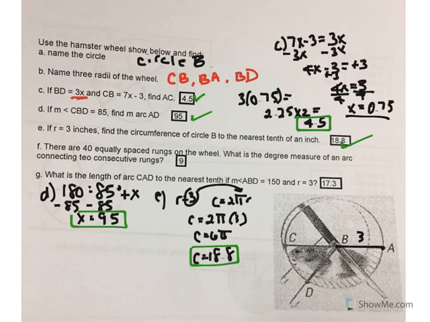Next, if there are 40 equally spaced rungs on the wheel. Okay, so the rungs on the wheel are these little spokes where the hamster puts its toenails to make the wheel run. So there's 40 of those on the whole thing. Okay. What is the degree measure of an arc connecting two consecutive rungs?